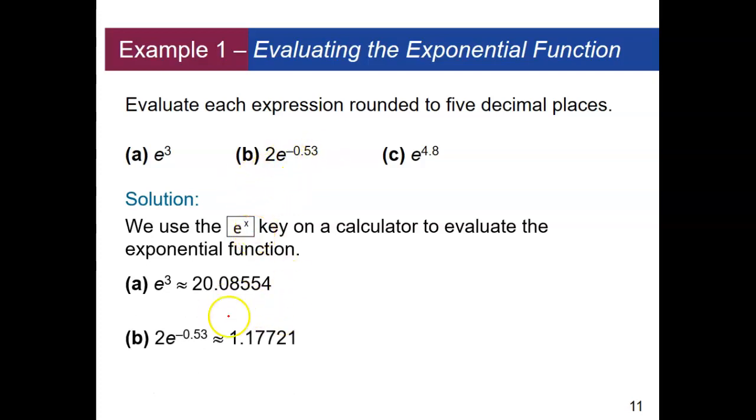And then this one should be 1.177. And then finally, the last one should be 121.5 and so forth. Just be careful on WebAssign that you are watching how many decimal places it's asking for, because it is rather picky about making sure you do give the right number of decimal places.